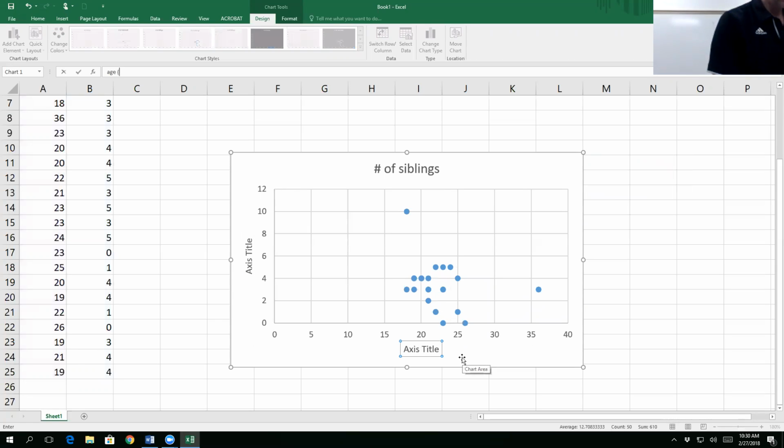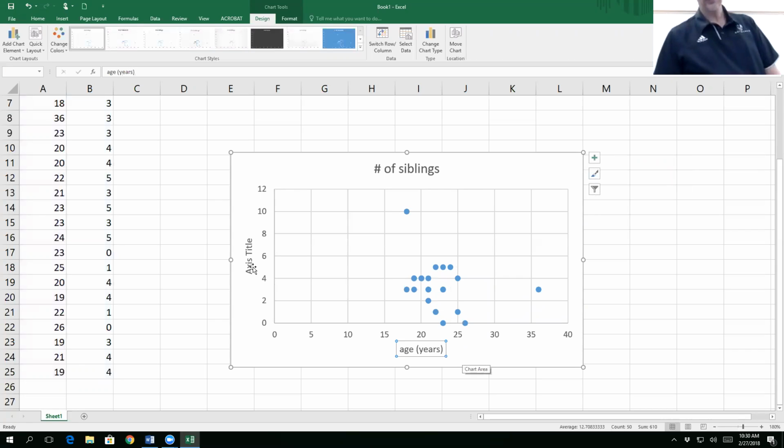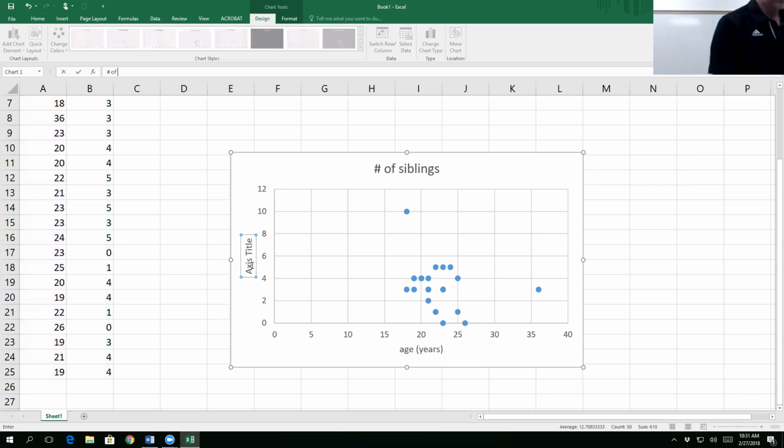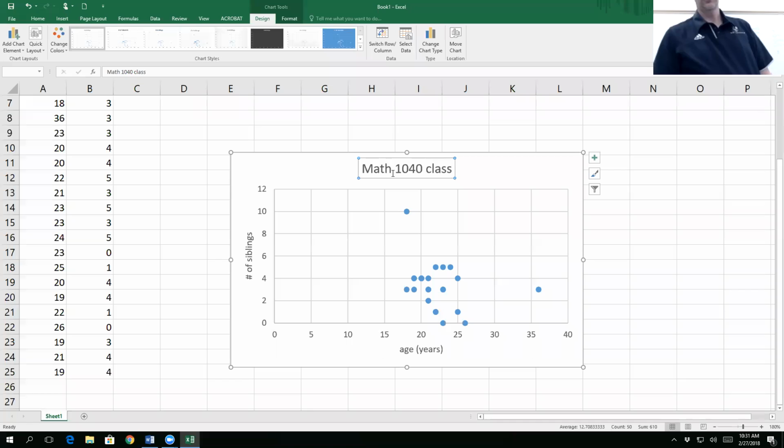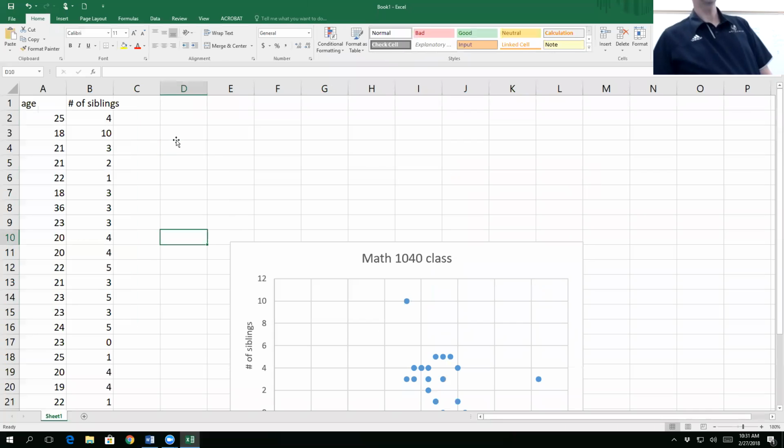Age in years. Make sure you put your units on here. That's important. And this is number of siblings. And this is what? Math 1040 class. Okay. All right. So eyeballing that, if we take out Aaron and Melina, we'd probably say that's negatively correlated, right? Okay. Now we're going to get to Gabrielle's real question.